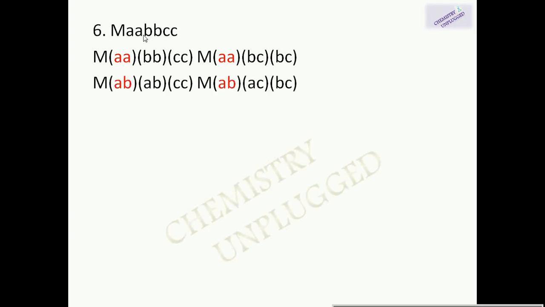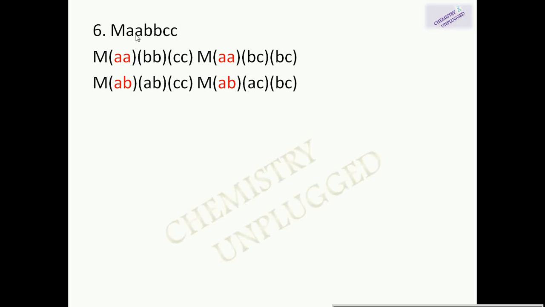Next type is Maabbcc. So first we will write it as it is, MAA, BB and CC. Now we will keep AA constant like the earlier example. So AA is constant, then BB and CC. In next, when A is constant, we can combine B with C. There is only one possibility. In this type, there is no D, E, F. So we can combine B with only C. Now we will keep A and B constant.